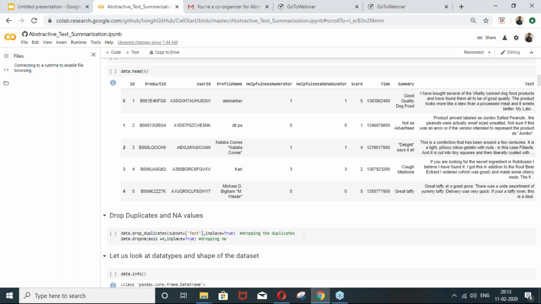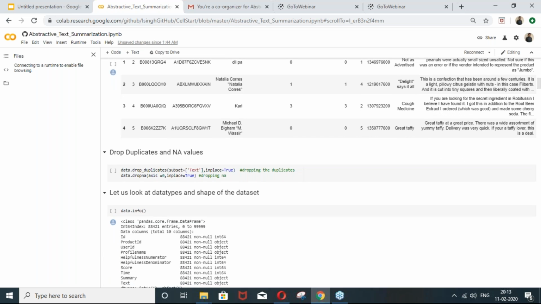So what do we have in the data? As you can see, we have ID, product ID, user ID, profile name, summary, and the original review. As I told you, we have to clean the data, so the cleaning process starts there.